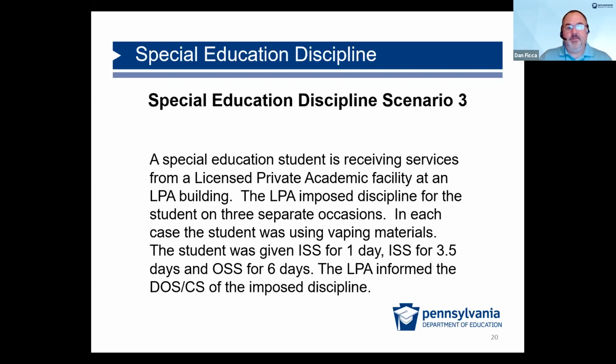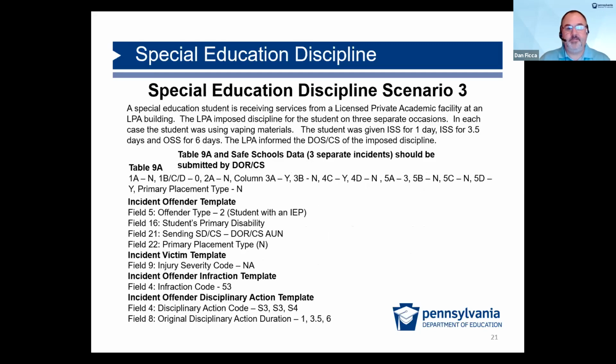Next one, special ed student in a licensed private academic. They imposed discipline on 3 separate occasions. In each case the student was using vaping materials. It was an in-school suspension for 1 day, another in-school suspension for 3.5 days, and an out-of-school suspension for 6 days. The licensed private academic contacts the district of residence or charter school. So, a licensed private academic cannot report in PIMS. So the district or charter will report for table 9A and for safe schools.